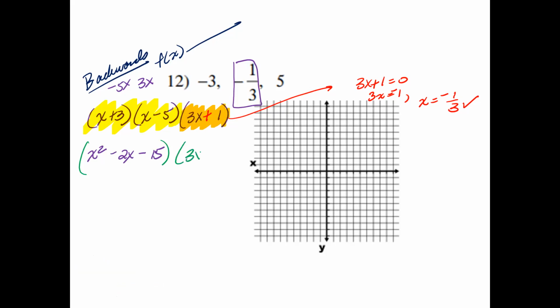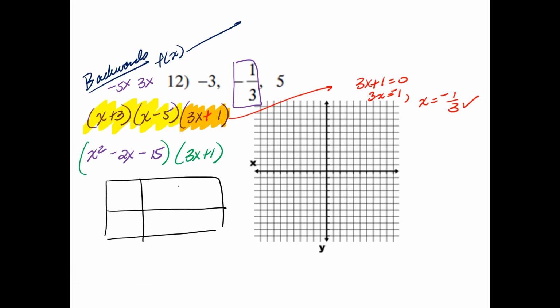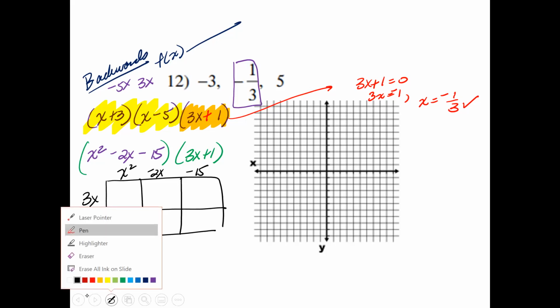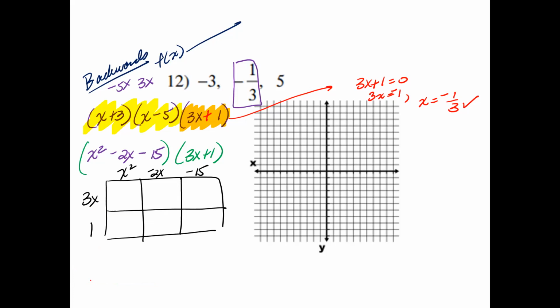But then don't forget your second binomial, which is right here. So then multiply by 3x plus 1, okay? Now with this one, you could do one of several ways. We can make a chart, which might be the best way to do it. Like a 2 by 3 chart. Your 3x and 1 will be right there. And then your x squared minus 2x minus 15 will be across, okay? And then all you're gonna do now is just fill in that chart.